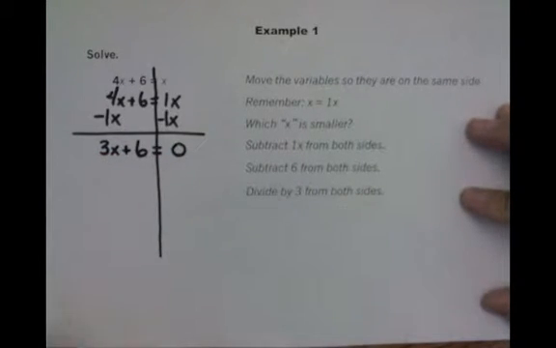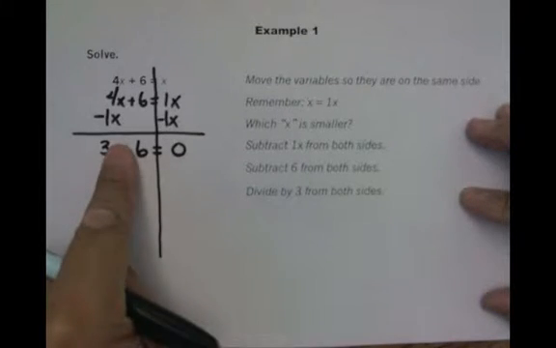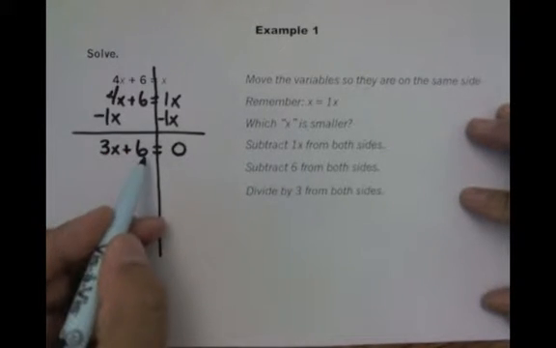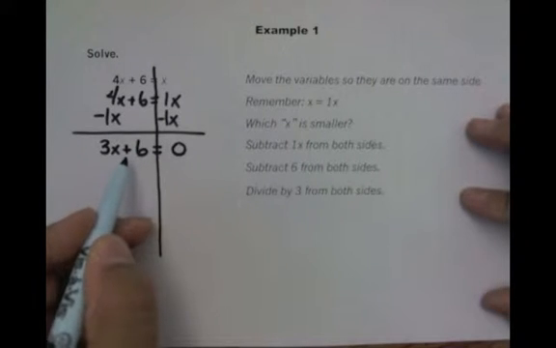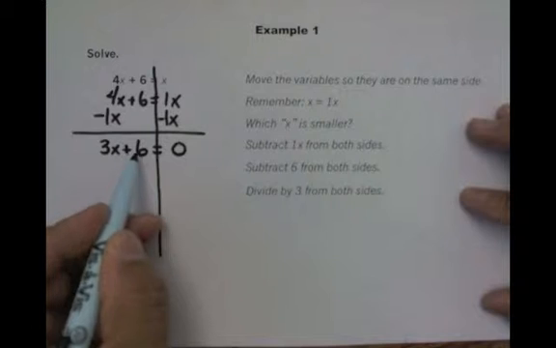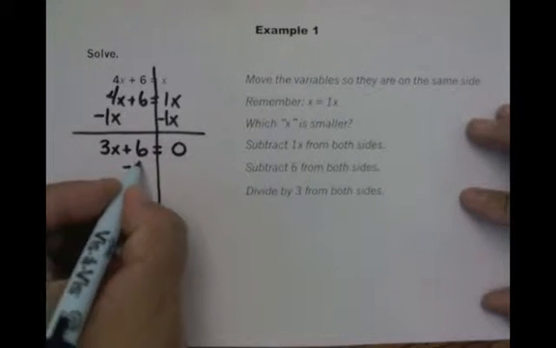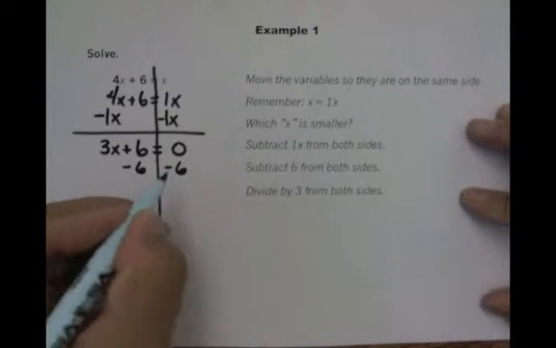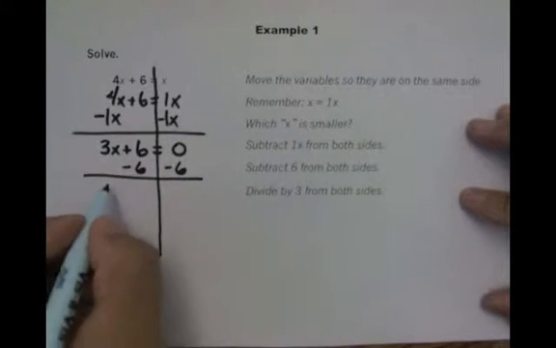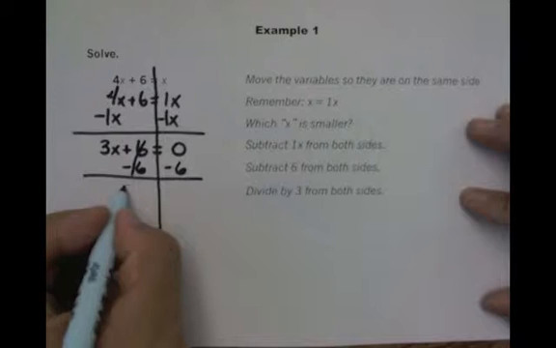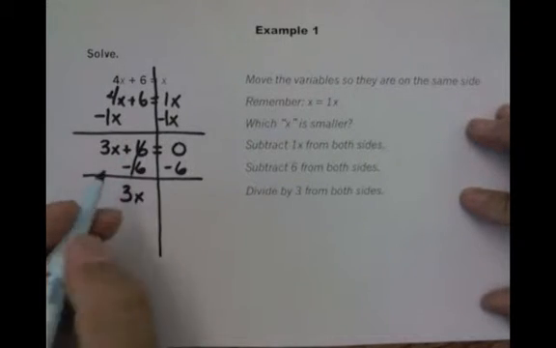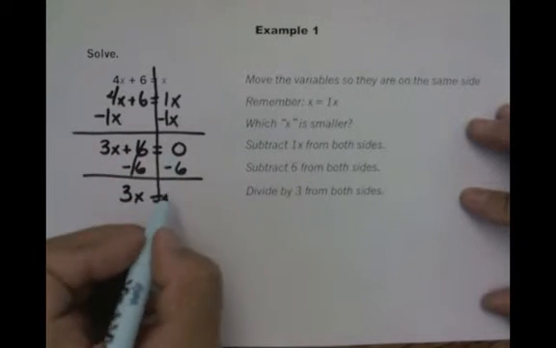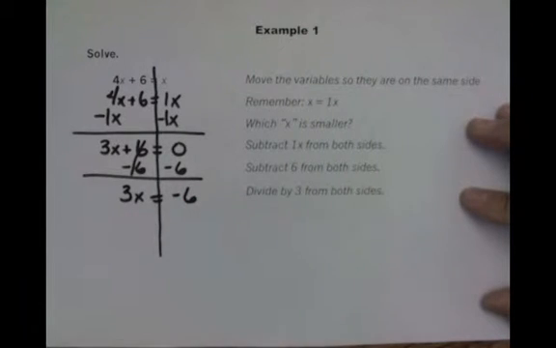Now, it's just like a regular two-step equation. Cover the x. What do I want to get rid of, the 3 or the 6? The 6 is lonelier because it's by itself, so I'm going to get rid of it. The opposite of plus 6 is minus 6. And whatever I do to one side, I do to the other side. And that'll get me 3x. The 6's cancel out. And 0 minus 6 is negative 6.